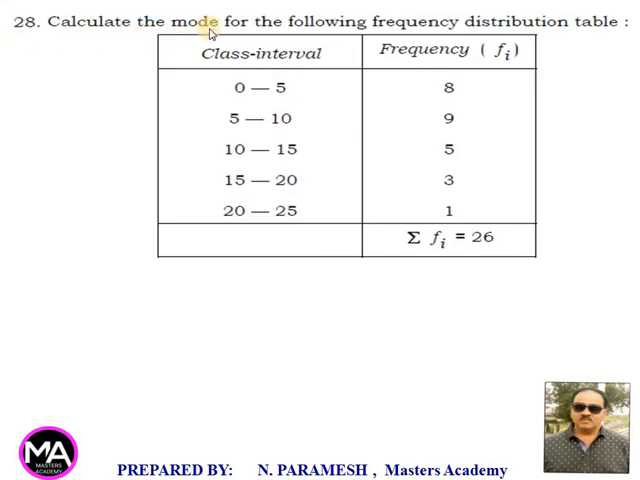28th question, calculate the mode for the following frequency distribution table. Class interval, frequency: 0 to 5, 8; 5 to 10, 9; 10 to 15, 5; 15 to 20, 3; 20 to 25, 1. Sigma Fi is equal to 26. Answer.